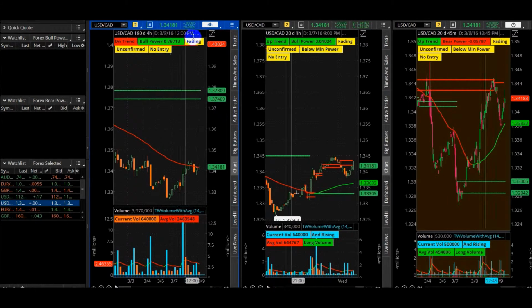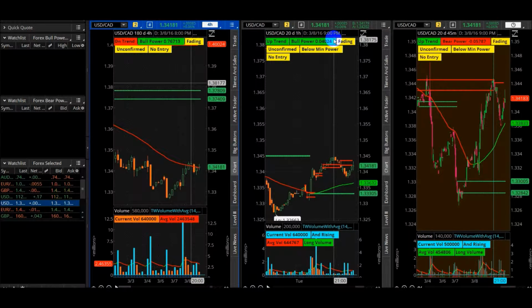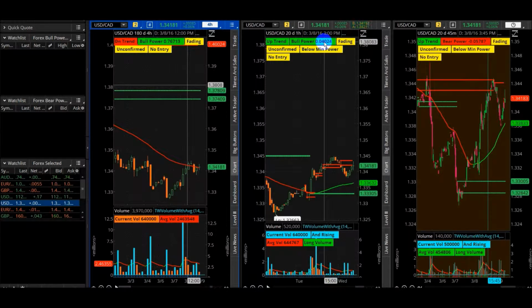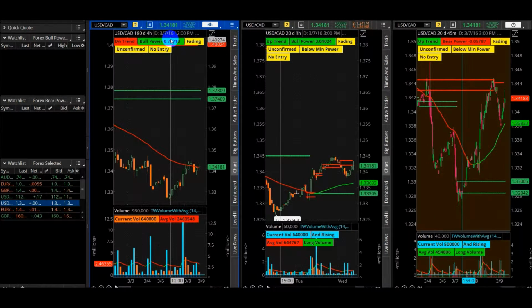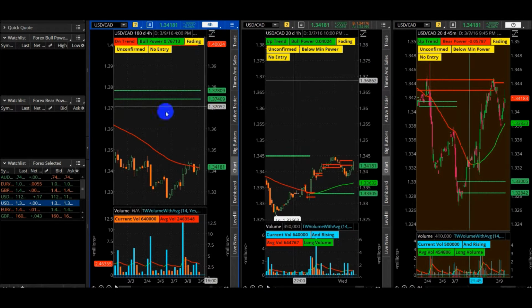The power settings up here still allow us room if it decides to go north because of the values. This is actually below the minimum, and this is well below the maximum, and this is still in a bear power move. So we have room that we could get a signal from the momentum indicator, the TWPT.